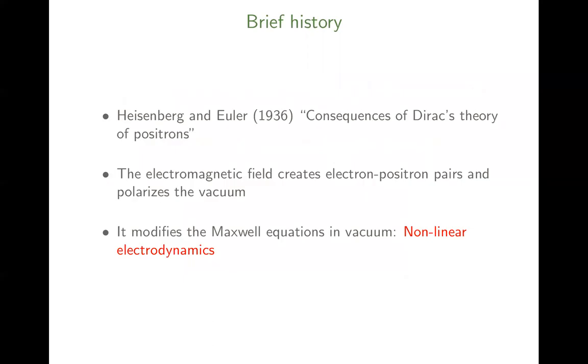It took 4 years for Heisenberg and Euler to give a first explanation of this kind of effect. They were able to use actually very old-fashioned techniques to propose a non-linear effective action for the study of the Dirac equation. And analyzing this non-linear action, they could show that the electromagnetic field can create an electron-positron pair and actually polarize the vacuum. And also on top of that, they discovered that if you couple the Dirac equation in the presence of an external electric field in terms of a Maxwell field, you can have non-linear electrodynamics effects.